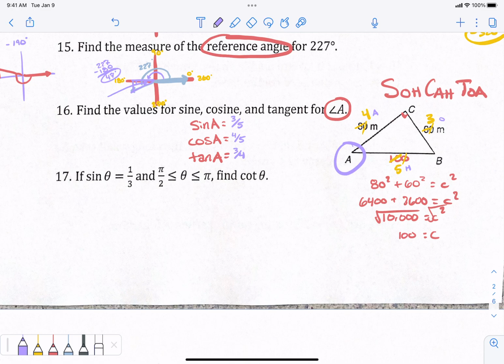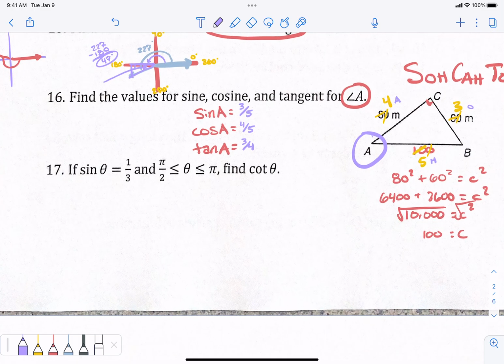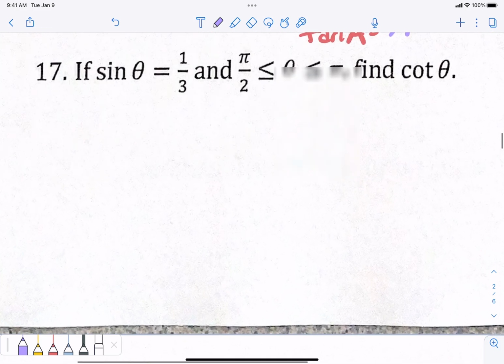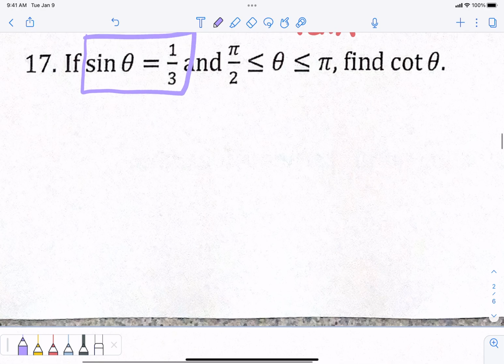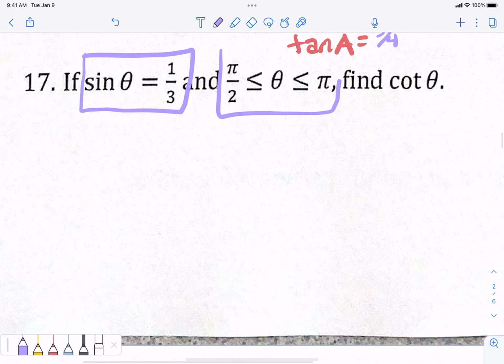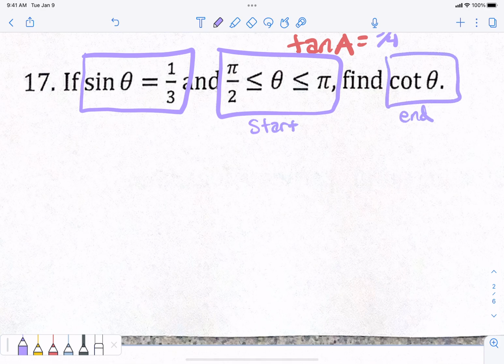17. There's a lot of stuff going on in 17, but it's pretty similar to what we just got done doing. So 17. Here you go. There are 3 pieces of information. The first thing it gives you is that sine is this. Save that for later. We're going to start here. This is where we're going to start, and this is where we're going to end.